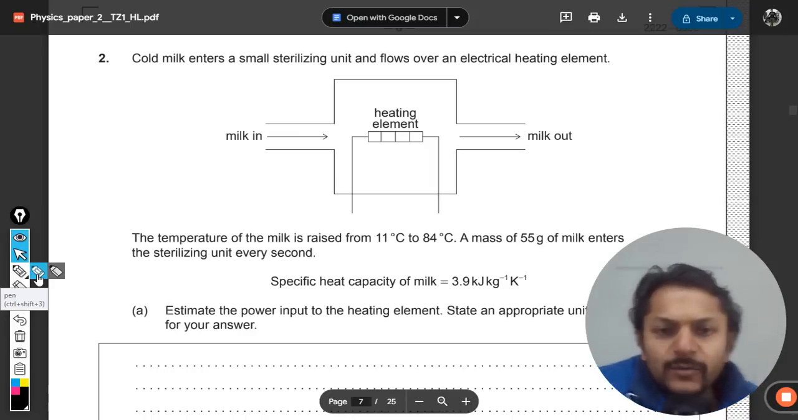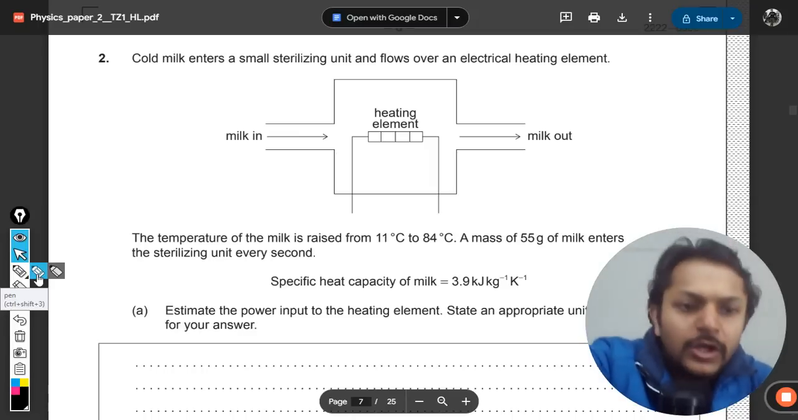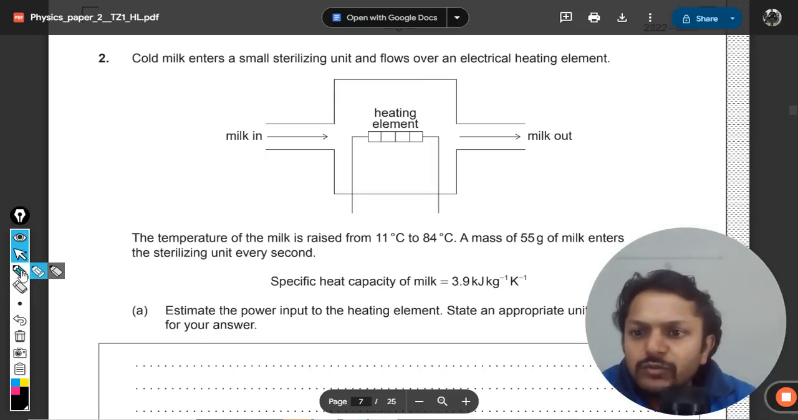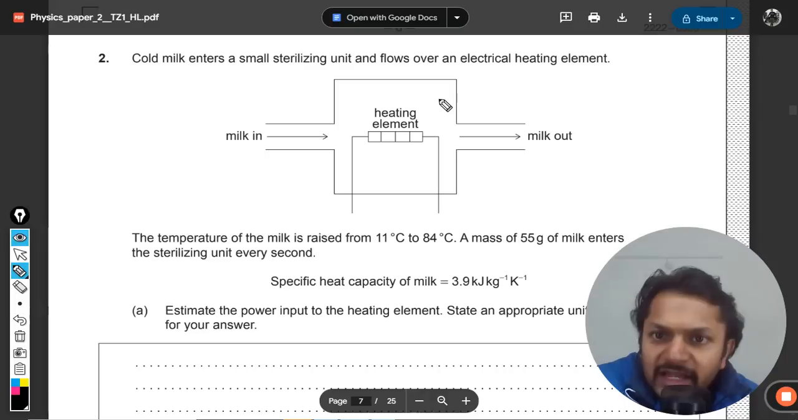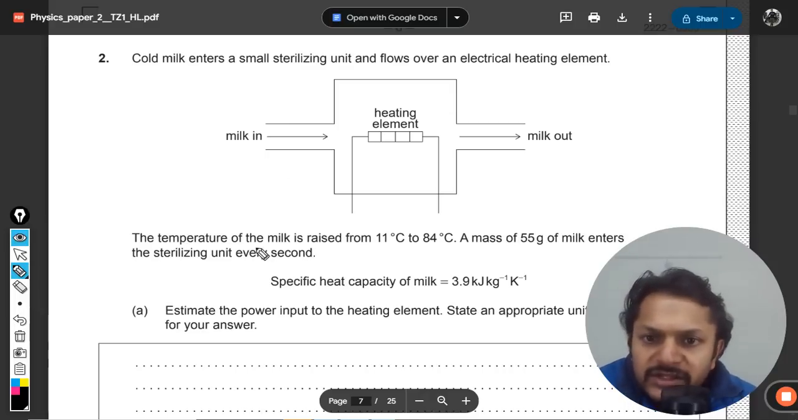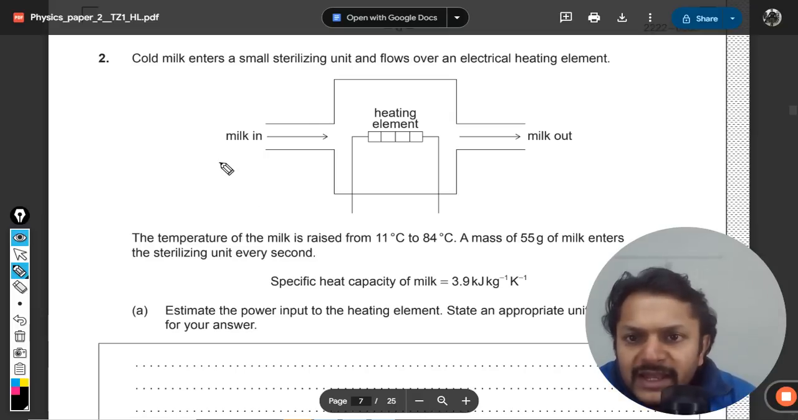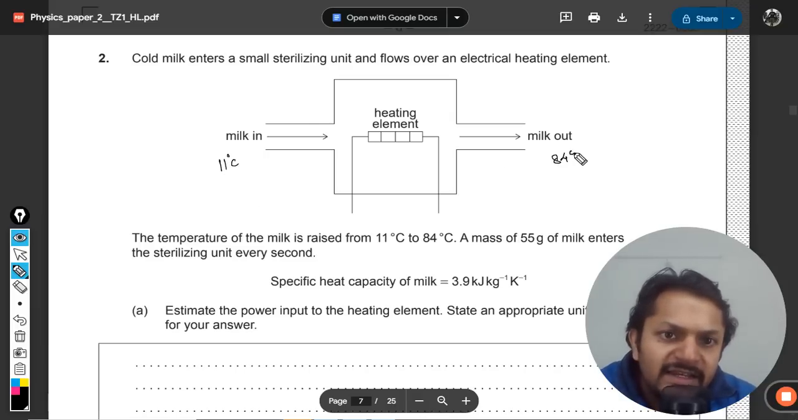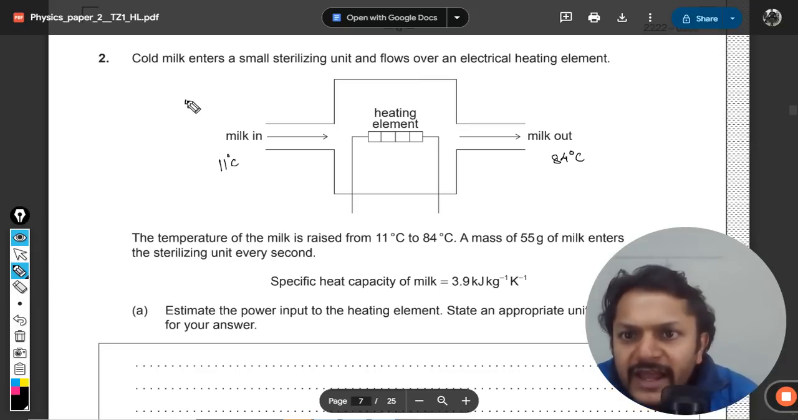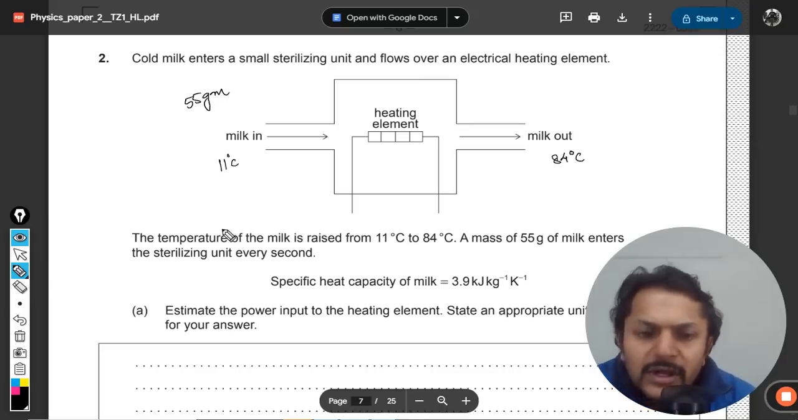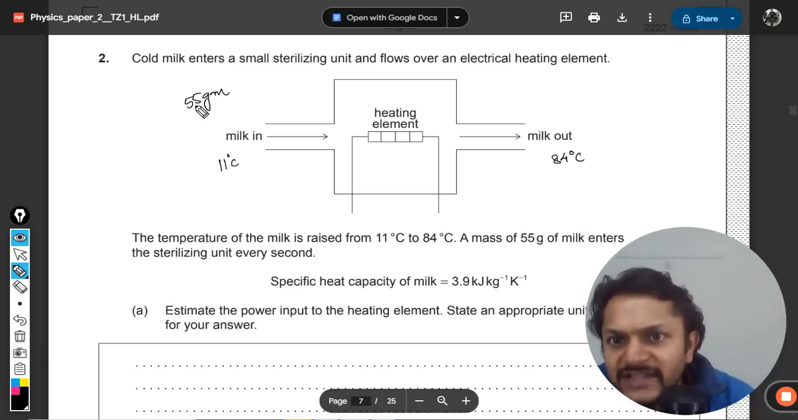Okay, dear student, let us see what is there in this question now. Cold milk enters a small sterilizing unit and flows over an electrical heating element as shown in the figure. The temperature of the milk is raised from 11 degrees. So here it is entering at 11 degrees and it is leaving at 84 degrees centigrade. A mass of 55 grams of the milk enters every second.